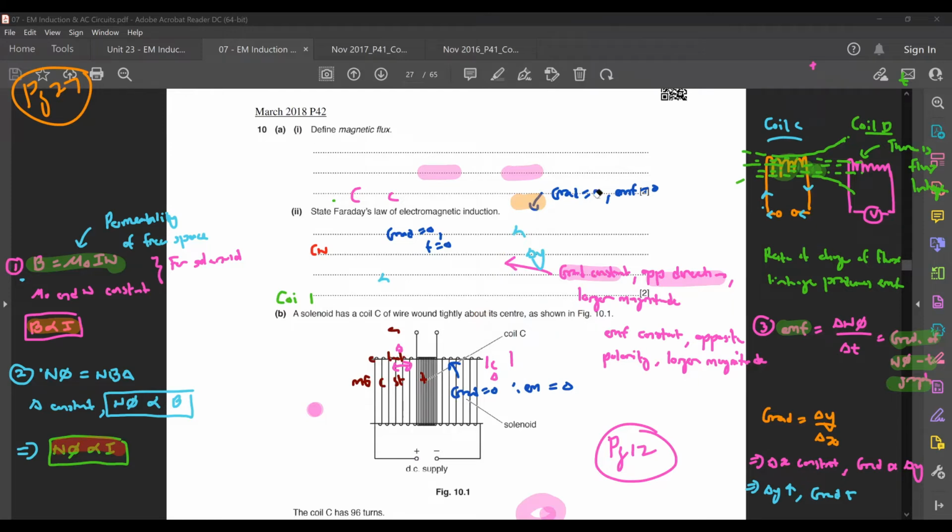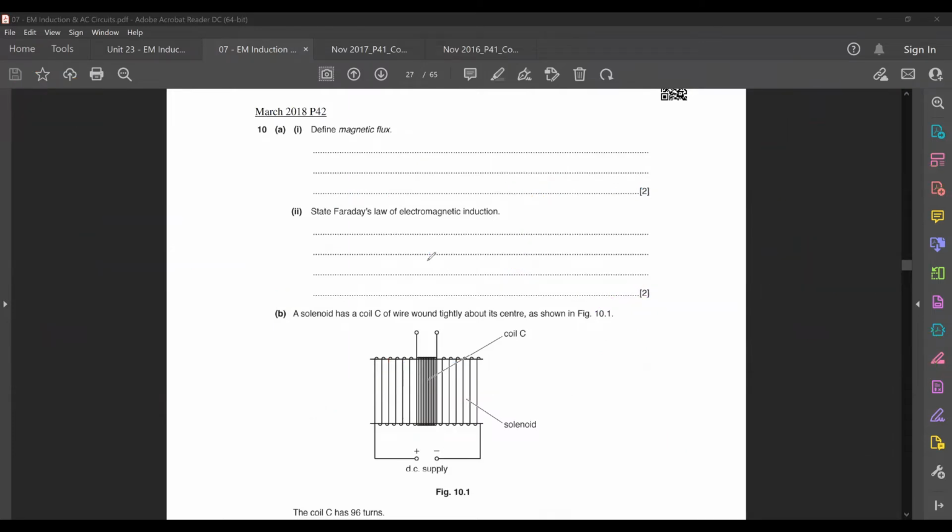Okay, I think it's better if I just erase everything. I'll make a lot of things a lot simpler. Define magnetic flux. Magnetic flux here is asking you to define this one, the phi equals BA. So this one is magnetic flux. If they have magnetic flux density, then it is B equals FB over IL. So there's a difference in whether it's magnetic flux or magnetic flux density. They actually refer to different things. So magnetic flux is phi equals BA.